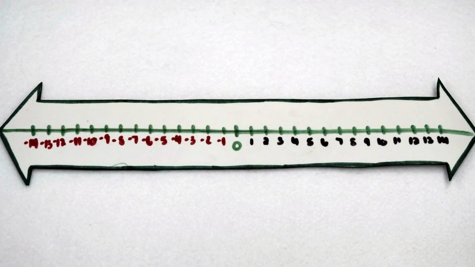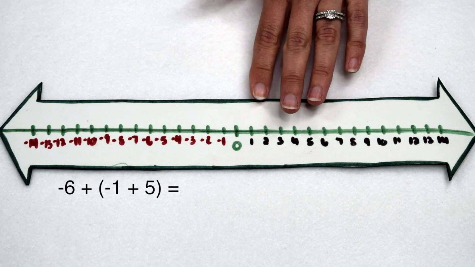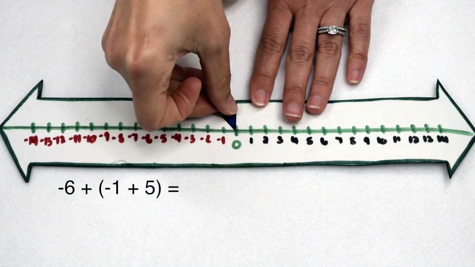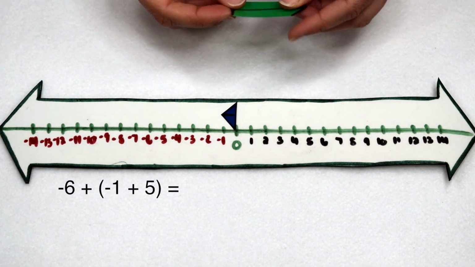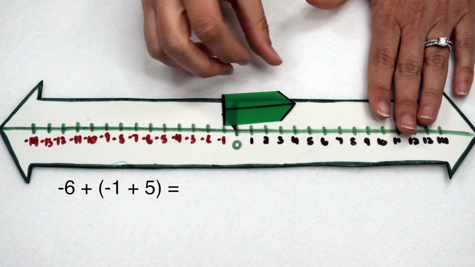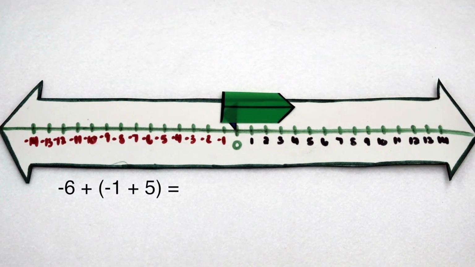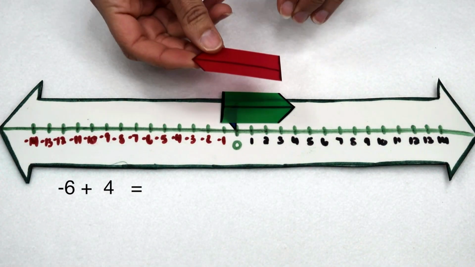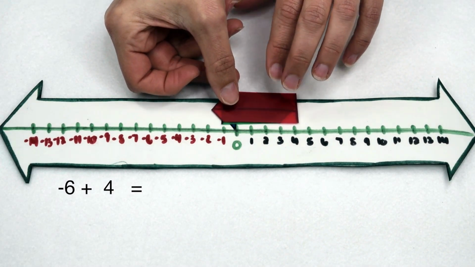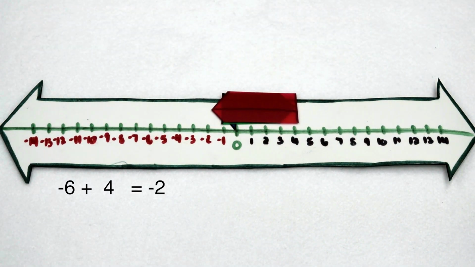Let's also test this out on a number line. We have -6 added to the sum of -1 plus 5. Well, to start that, we're going to start at 0 and go 1 place to the left for -1. And to that, we're going to add +5, which sends us back 5 places to the right. That sum of +4 is then added to my -6, which sends us 6 places to the left and ends it at -2. Now let's compare that to the sum of -6 plus -1, then added to 5.